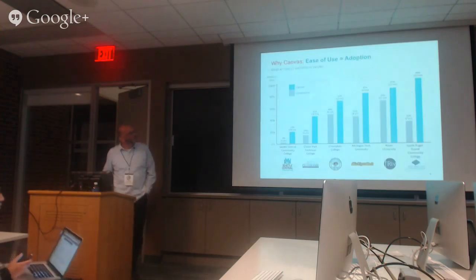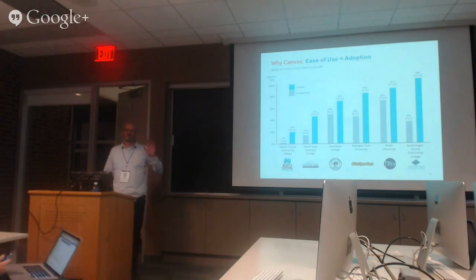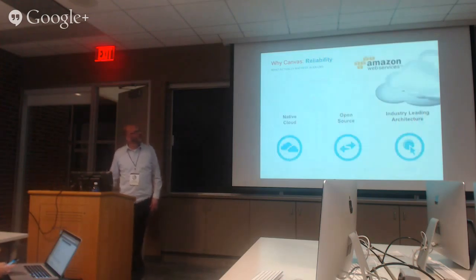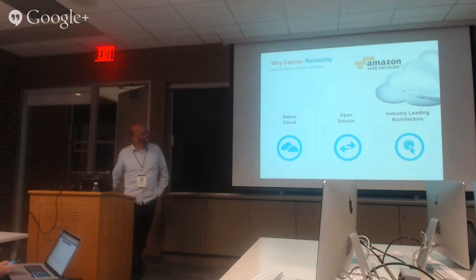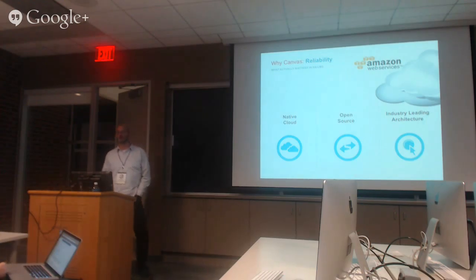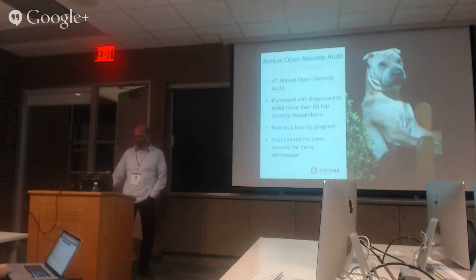So we're focused on ease of use. This shows the percentage of use, the growth in the depth of use, for schools that moved to Canvas, and the short amount of time it took them to increase that. We're focused on reliability. We're native to the cloud. We were developed that way from the beginning, knowing we were leveraging Amazon Web Services. We've open sourced the product. You can go to GitHub, download Canvas, and install it on your machine. Industry-leading architecture, standing on the shoulders of giants with Amazon Web Services.